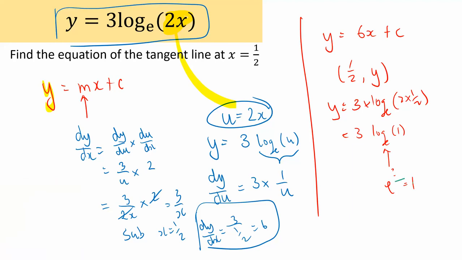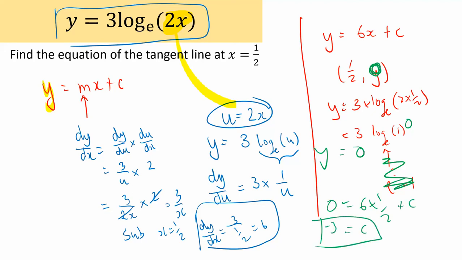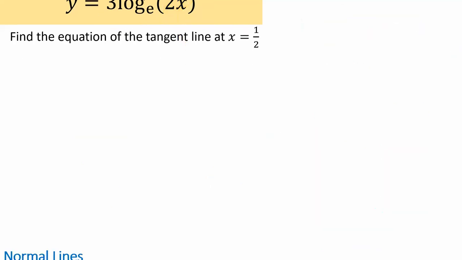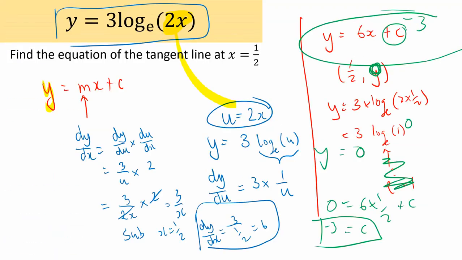Okay, so here we go. We now know this is 0, so 3 times 0 is 0. So what does that tell me? y is 0. So now I know that's my coordinate: half, 0. How do you find c? Sub the coordinate in and do your year 9 maths to find c. So if we sub it all in, we get 0 equals 6 times a half plus c, and then you can see that c equals -3. There we go. That's the equation of my tangent line: y equals 6x minus 3.